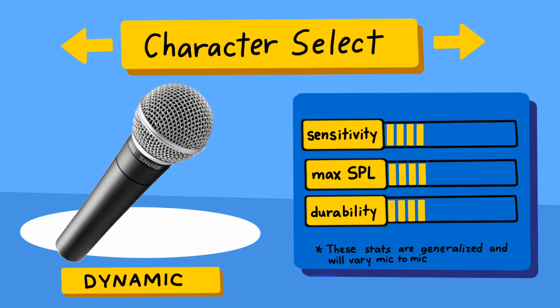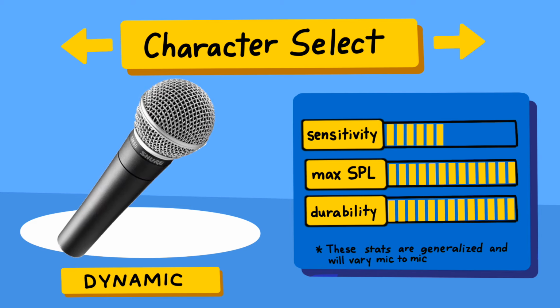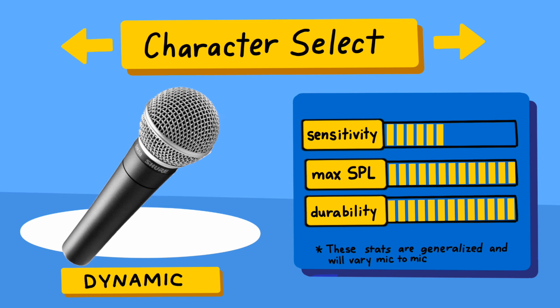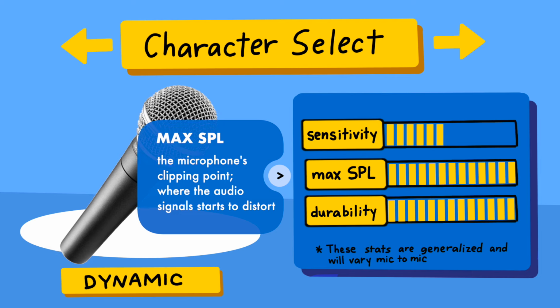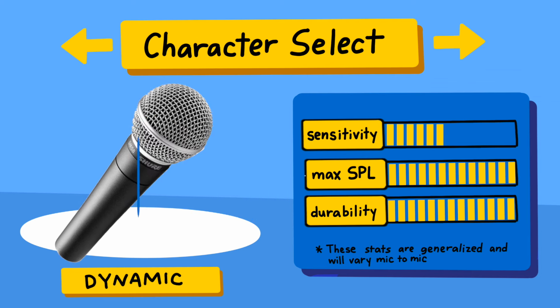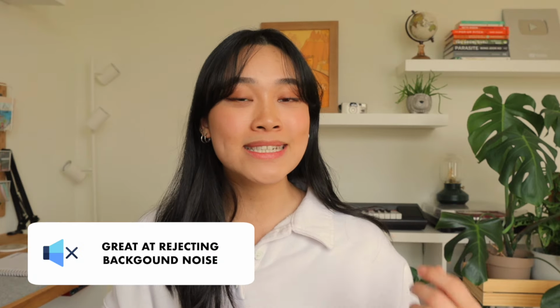Dynamic microphones are passive, meaning they don't need to be powered by an external energy source, or phantom power. These mics are known to have lower sensitivity or frequency response in comparison to other types of mics, and an extremely high max sound pressure level. A max SPL is basically the microphone's clipping point, or where the audio signals start to distort. Because these are a little bit lower in sensitivity, they're great at canceling out background noises in live performances and recordings. And with the right amount of gain, they also work really well in quieter settings. So, if you're looking for something versatile and you'll be recording all sorts of sounds, especially loud ones, at home or on stage, then the dynamic mic might be the one for you.